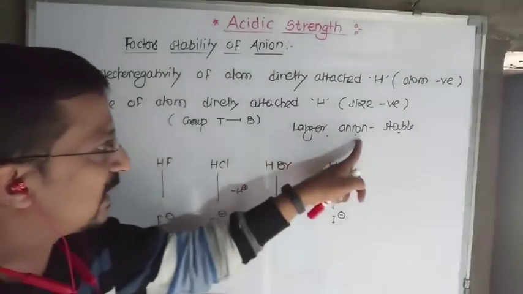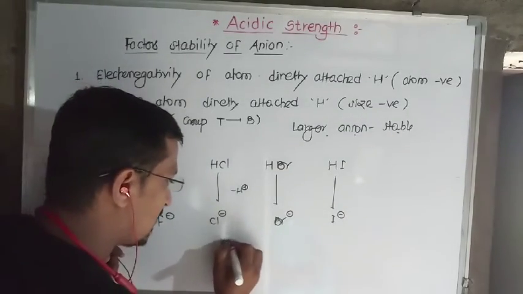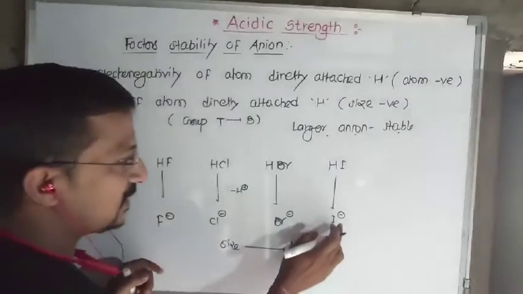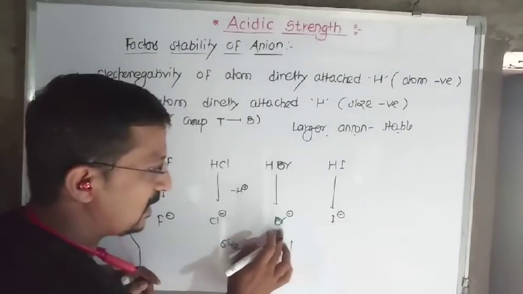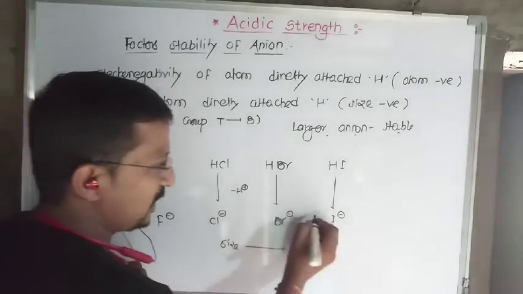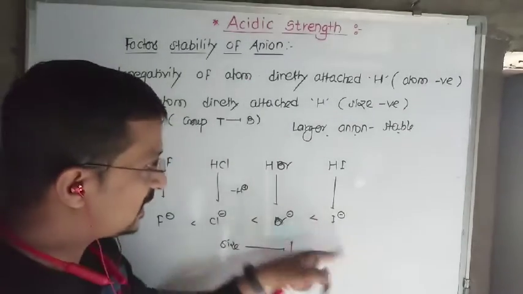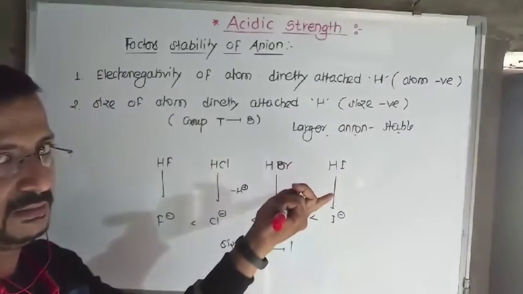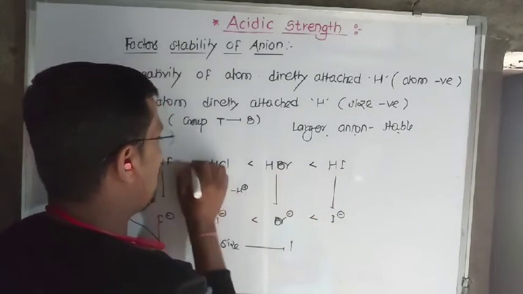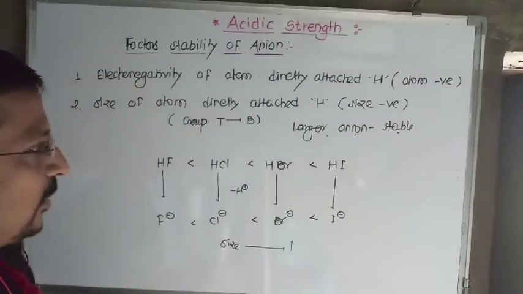Now here, the larger the anion, the more stable that anion. In all these cases, the size increases from top to bottom. So I minus will be more stable than Br minus, Br minus will be more stable than Cl minus, and Cl minus will be more stable than F minus. That's why the stability of anion is like this, and the same order holds for the corresponding acids: HI, HBr, HCl. Applicable only in a group from top to bottom.